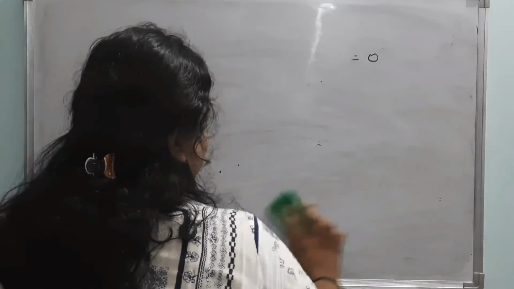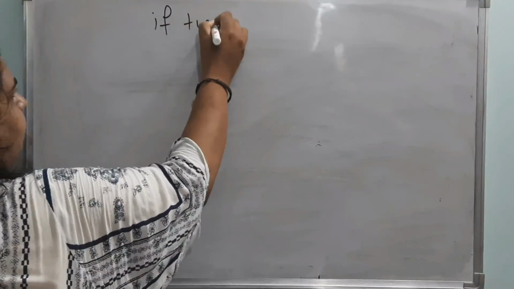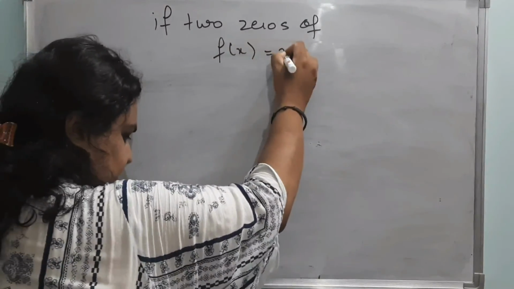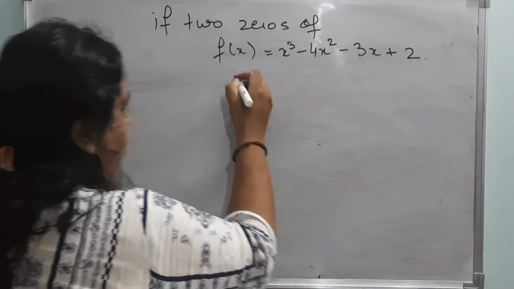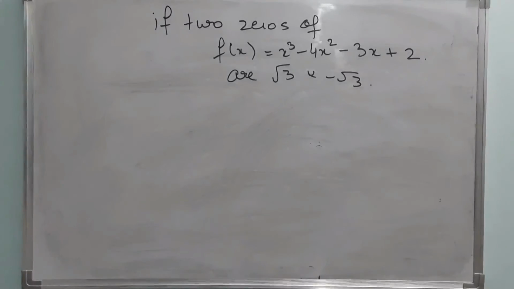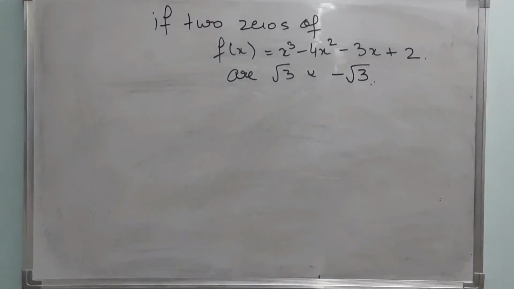Let's see one question. Most of the time the questions will come from quadratic equations because the quadratic polynomial is your base, but you can get a cubic polynomial. So let's see: if two zeros of f(x) equals x cube minus 4x square minus 3x plus 2 are root 3 and minus root 3, then find its other zero.